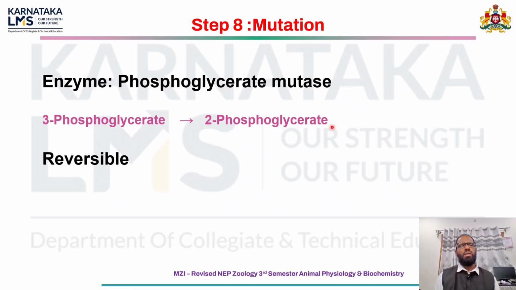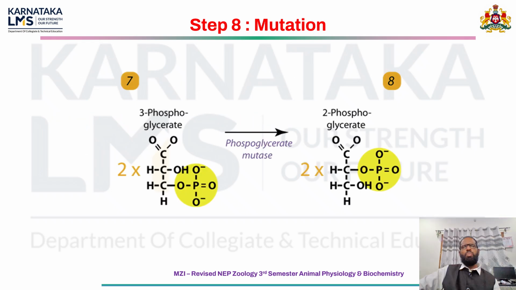Again, now the 3-phosphoglycerate is a stable compound, and now it wants to extract energy. In order to make it further oxidizable, this 3-phosphoglycerate will be converted into 2-phosphoglycerate. In this reaction there is a transfer of the phosphate group from carbon number 3. Here you can see that the phosphate group is attached to carbon number 3, and now that phosphate group will be transferred to carbon number 2.